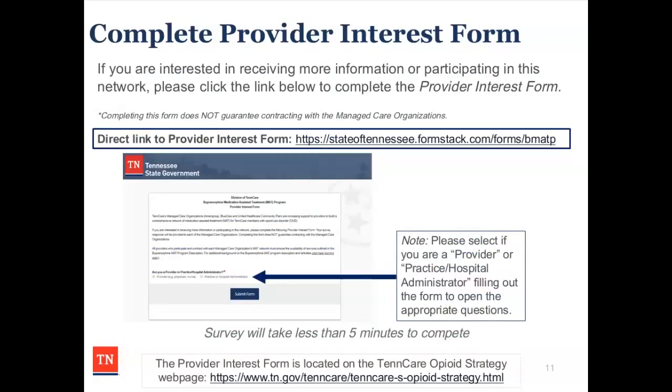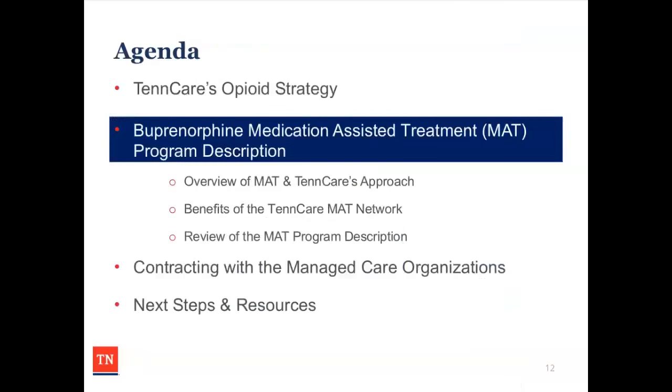It's key that you answer this one question that says what type of provider you are. It'll say if you're a clinical provider or an administrator. Depending on what you answer, it will open different pathways of questions. If you do misplace this link, it's also available on our opioid strategy site. Passing it on to Mary.